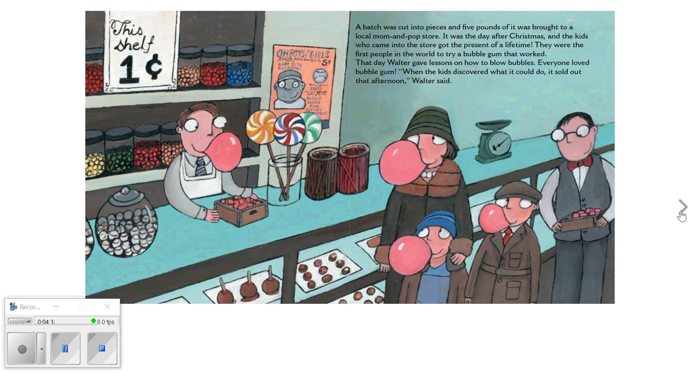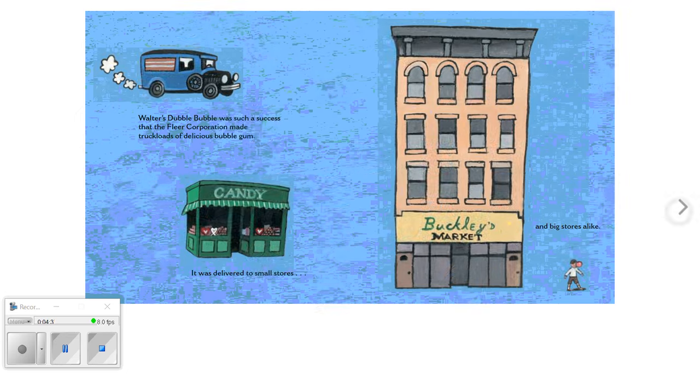They were the first people in the world to try a bubble gum that worked. That day, Walter gave lessons on how to blow bubbles. "Everyone loved bubble gum. When the kids discovered what it could do, it sold out that afternoon," Walter said. Walter's double bubble was such a success that the Fleer Corporation made truckloads of delicious bubble gum. It was delivered to small stores and big stores alike.